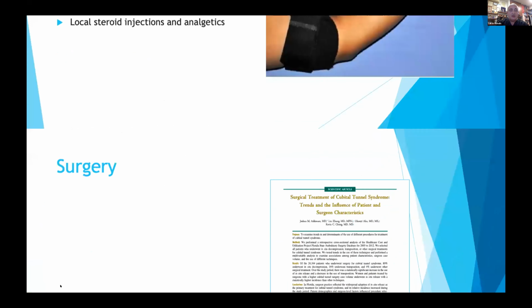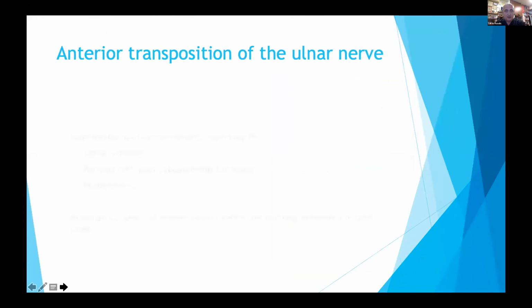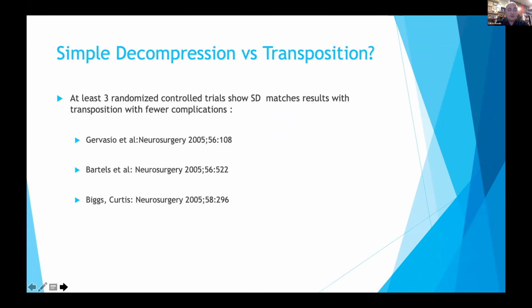and analgesics. But in terms of lasting symptoms of more than 3 months, 3 to 6 months, in my opinion, when you have moderate symptoms, this is the ideal time for surgery. So surgery: there are local procedures, anterior transposition, and endoscopic procedure. You will hear the details about this. I just put this here to have some kind of continuity in the presentation. Also, details about anterior transposition you will hear from another presentation.